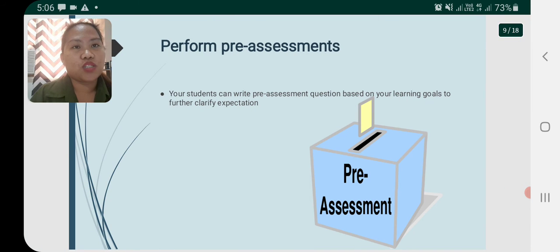Perform pre-assessment. So, your students can write pre-assessment questions based on your learning goals to further clarify expectations. So, yan po, sa ngayon may nakikita na tayong mga ganyan ngayon. Hindi lang sa school, hindi lang sa office, kung hindi sa mga tindahan na din, sa mga malls, may mga questionnaire, mga assessment na tayo dyan. So, may mga binibigay na tayong pre-assessment sa mga mamimili kung natutuwa ba sila o hindi, kung nasatisfied ba sila sa serbisyo mo o hindi. So, mga ganun po.